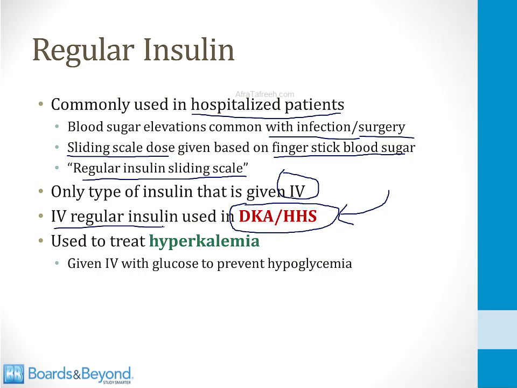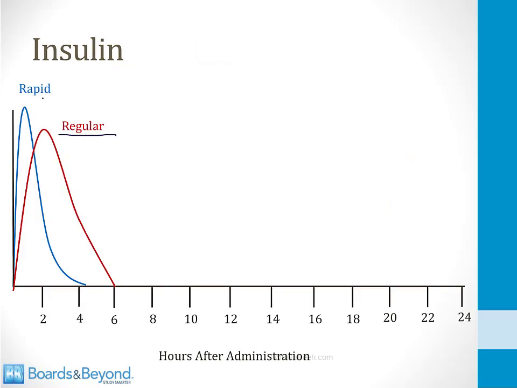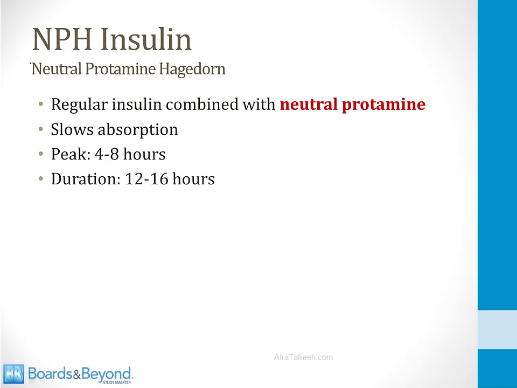You can also use IV regular insulin to treat hyperkalemia. Insulin will drive potassium into cells, so you can give insulin IV together with glucose to prevent the patient from becoming hypoglycemic. You may wonder why regular insulin is given IV instead of the rapid-acting insulins, and that's because regular insulin and rapid-acting insulins have the same onset of activity when administered IV. The rapid-acting insulins are only faster when administered subcutaneously. Because regular insulin has been around much longer and is less expensive, it is the treatment of choice when you need an IV therapy. The next type of insulin is called NPH insulin. NPH stands for neutral protamine Hagedorn.